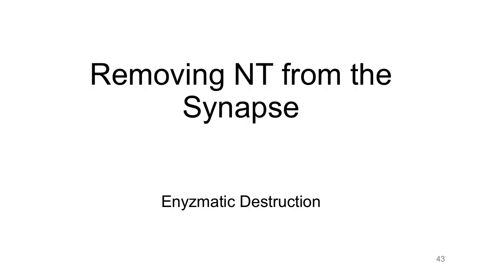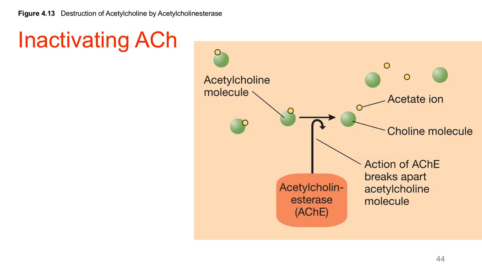The other way of removing neurotransmitter from the synapse is through enzymatic destruction. Acetylcholine does not have a reuptake transporter, but it can be eliminated from the cleft by acetylcholinesterase. Acetylcholinesterase breaks acetylcholine into acetate and choline. Choline can then be taken back up into the presynaptic terminal and converted back into acetylcholine.